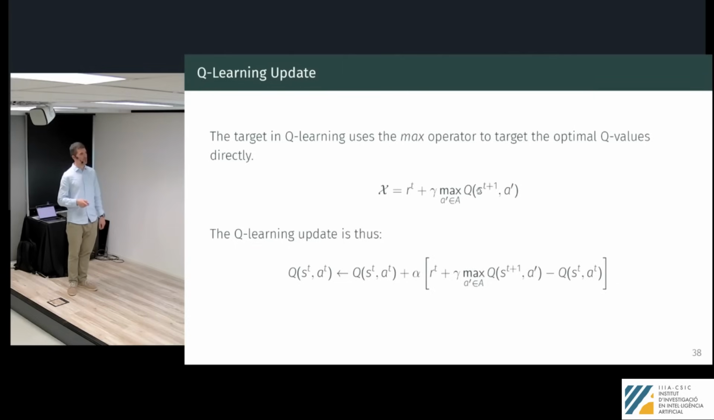Again, we take that whole update target, we plug it into the update rule, and then it gives us the entire Q-learning update rule, which looks like this. This, in one line, defines the entire Q-learning algorithm.